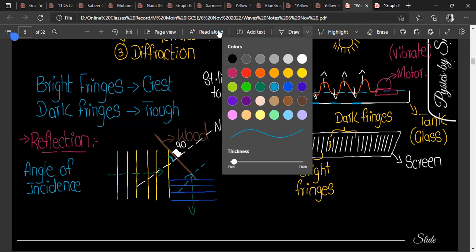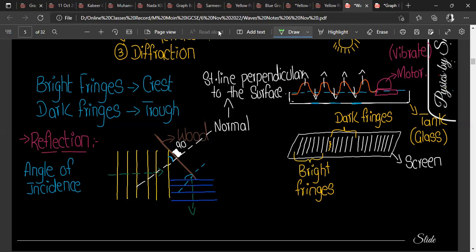So the final conclusion from this observation is that the angle of incidence will be equal to the angle of reflection, right? Which means that the waves which are going to strike the obstacle at some angle will reflect back at the same angle in a different direction.